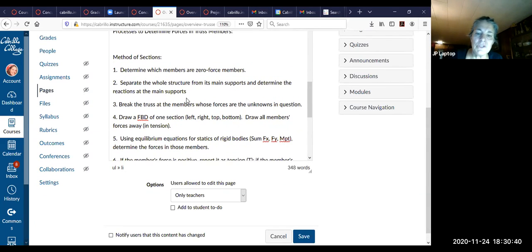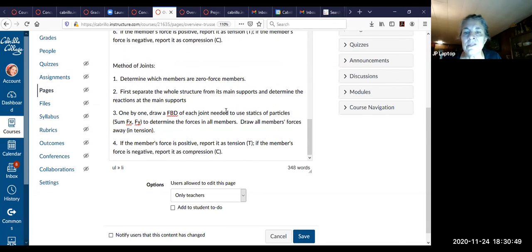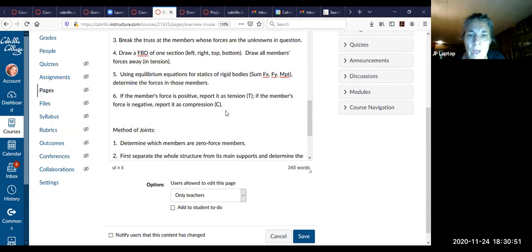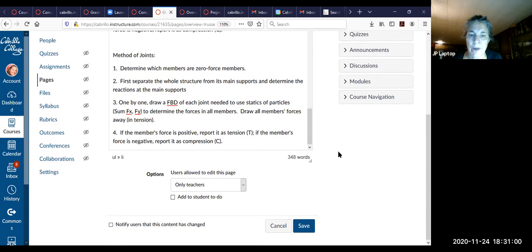Sections is you break the truss at the place that you want to know the members. And for the joints, you got to go through every single joint. And typically there is a check for both. At the end, the last step in both of them is always to put a T or a C if the member is in tension or compression.